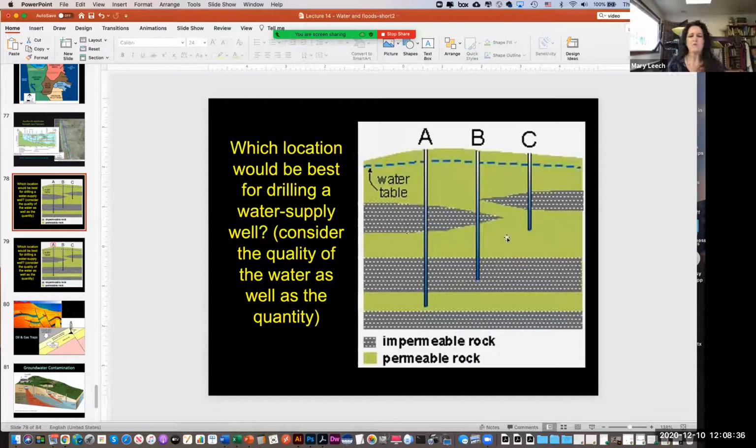Which location would be best for drilling a water supply well? Here's a question. Consider the water quality as well as the quantity. It's showing you a water table here. You've got impermeable rock in gray, clay layers, and permeable rock in green. Well A goes to this confined aquifer down here. Well B stops in this impermeable rock, and well C stops in this unconfined aquifer here. Which one would be the best well to drill, and why do you think?